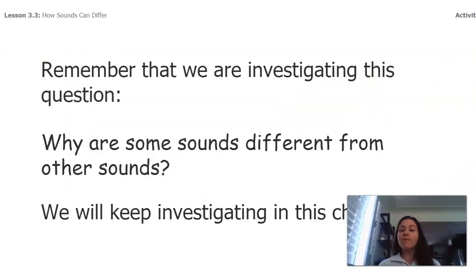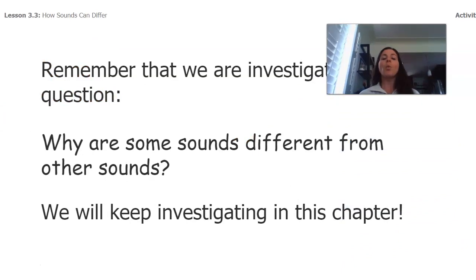So remember, we've been investigating this question, why are some sounds different from other sounds? We're gonna keep investigating both this idea and how does the dolphin calf know that its mother is calling it as we keep going in this chapter.